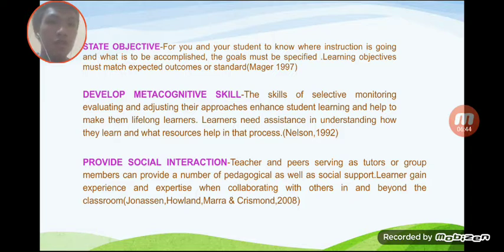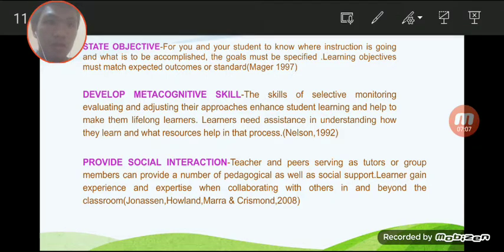And next, provide social interaction. Teachers and peers serving as tutors or group members can provide a number of pedagogical as well as social supports. Learners gain experience and expertise when collaborating with others in and beyond the classroom. Next.